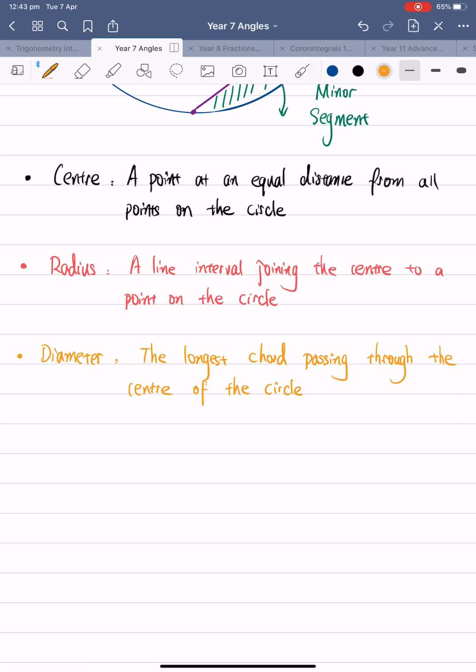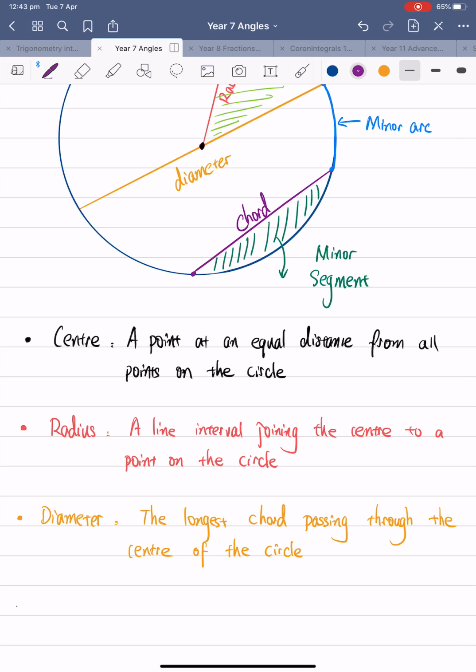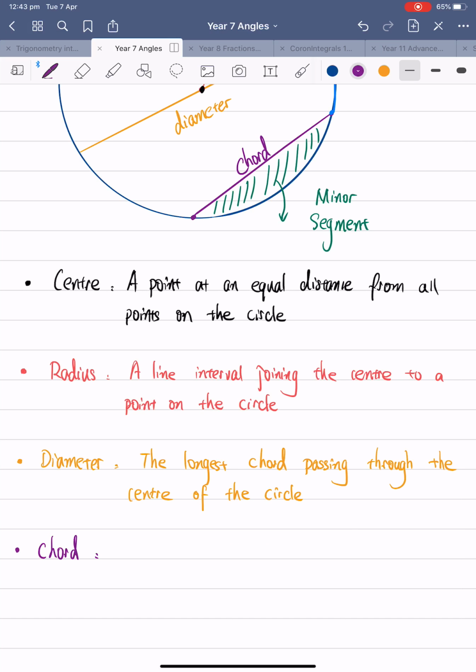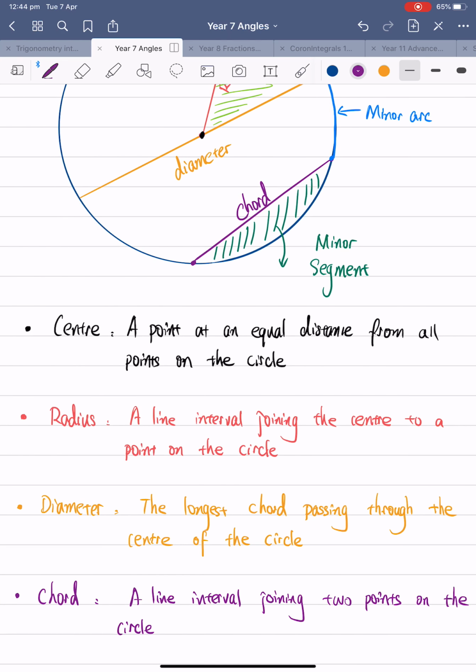All right, next, a chord. What is a chord? So a chord is here, and what is the definition of a chord? A chord is a line interval drawn between any two points on the circle. All right, so a line interval that joins any two points on the circle. So any two points.